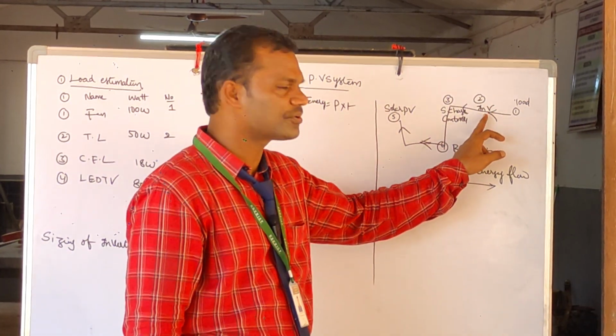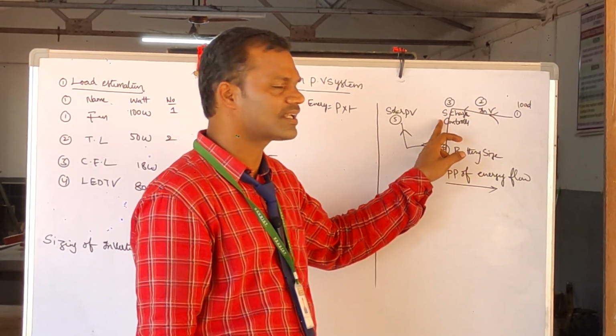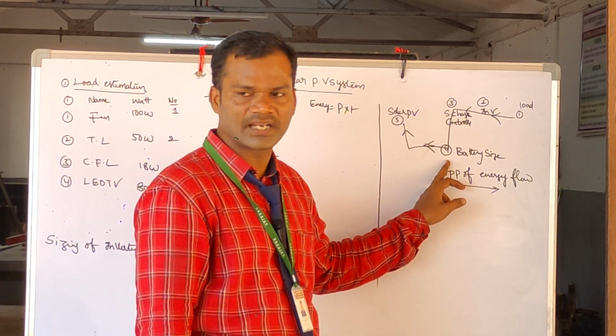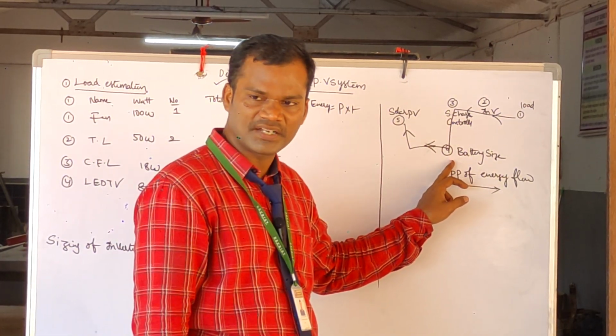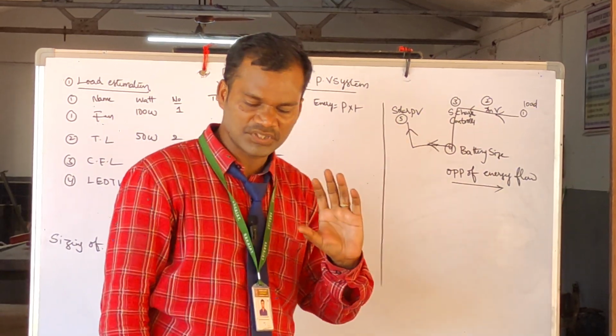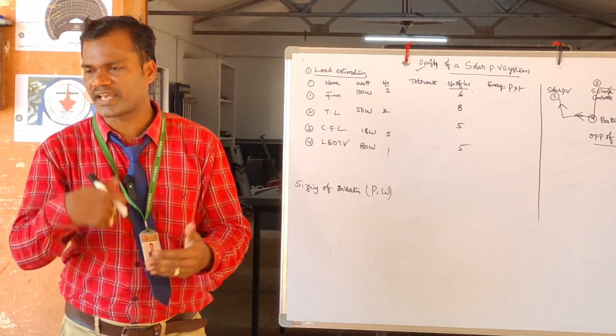From the load requirement you calculate the inverter design. From the inverter rating you calculate the charge controller rating. From the charge controller rating you calculate the battery size. From the battery size you calculate how many solar panels are required. So when designing a solar PV system, you should follow the reverse energy flow.